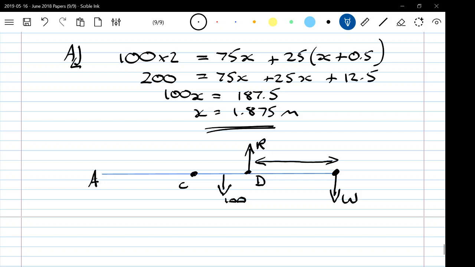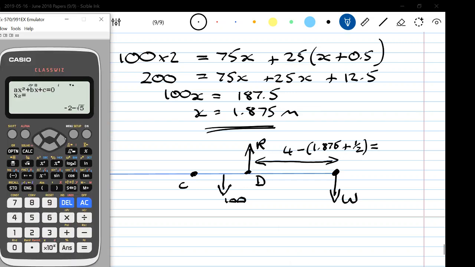Would that be a sensible thing to do? So that distance there, if it's 1.875 to that point, and then another half to there, so we're going to do 4 take away 1.875 plus a half. And so that gives me 4 take away 1.875 take away the other half. So that is 1.625.